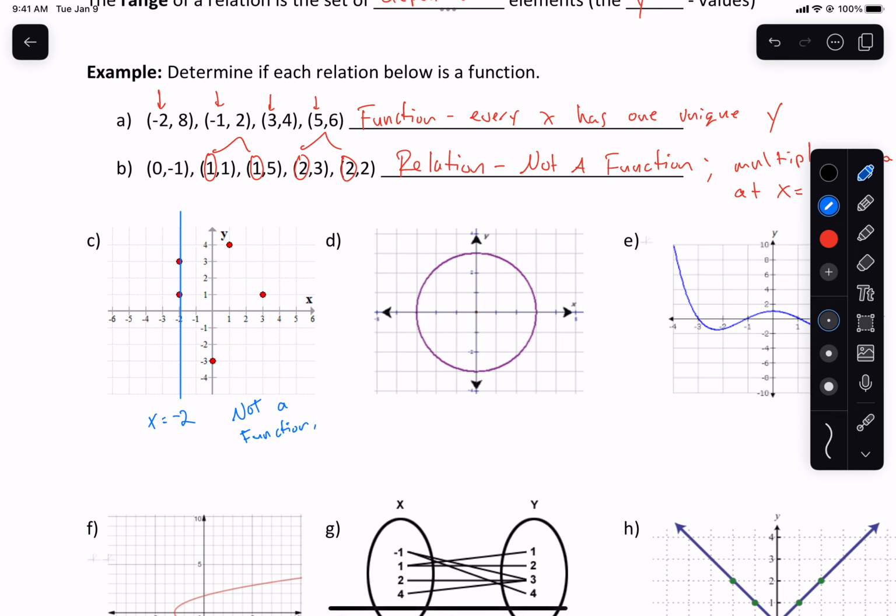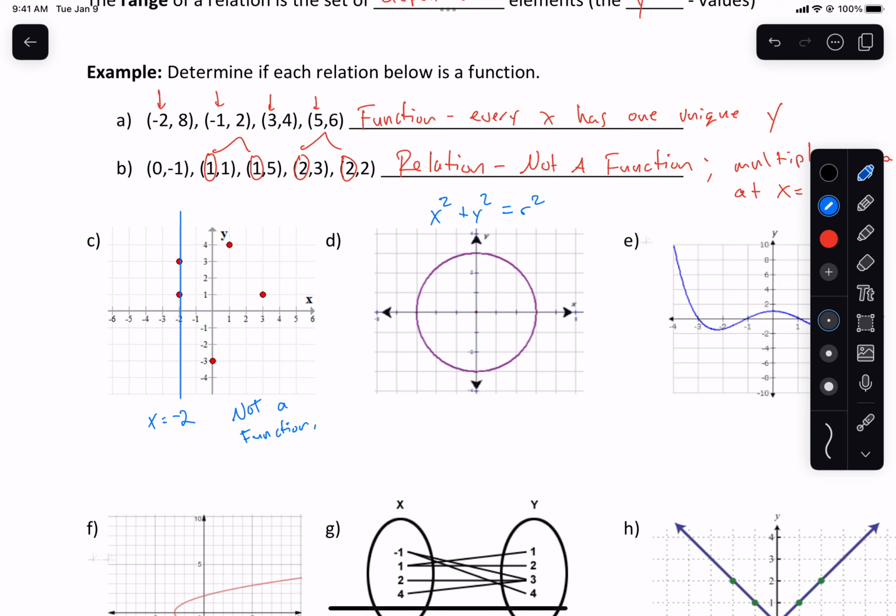Does anybody know? I was going to ask, do you know what that graph is? It's a circle. Do you know what the equation for that is? Owen? X squared plus y squared equals r squared. Yes. Okay. So x squared plus y squared is equal to r squared. That would be the equation of a circle. We're going to use that in a bit. I just want to make sure everyone's got that.